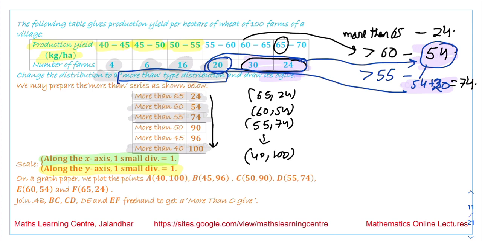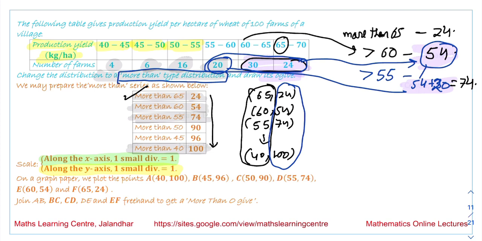On the x-axis we are going to mark these points, and on the y-axis we have to mark the corresponding cumulative frequency values. So these points are marked on this graph. These are the points we are talking about. Point A is 40, 100. Point B is 45, 65. Point C is 50, 90. Then D, E and F, we have marked these points.